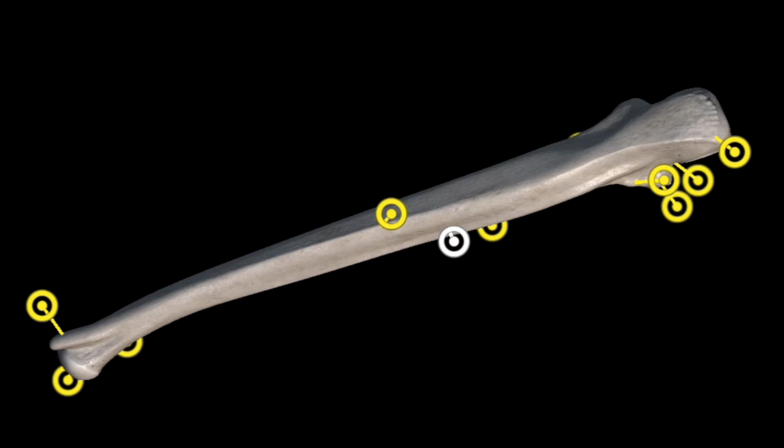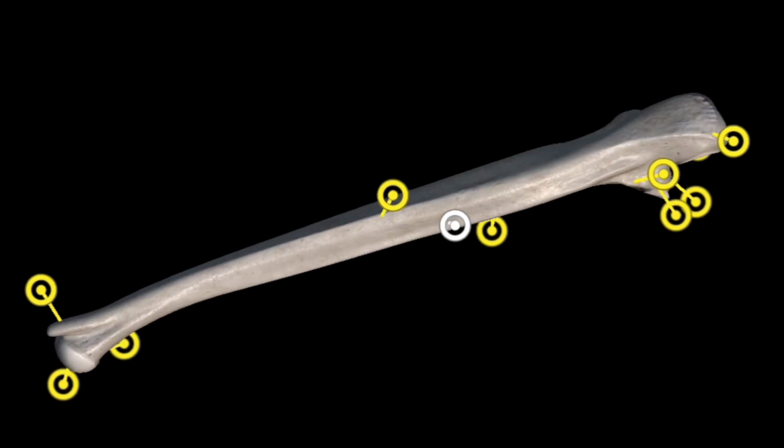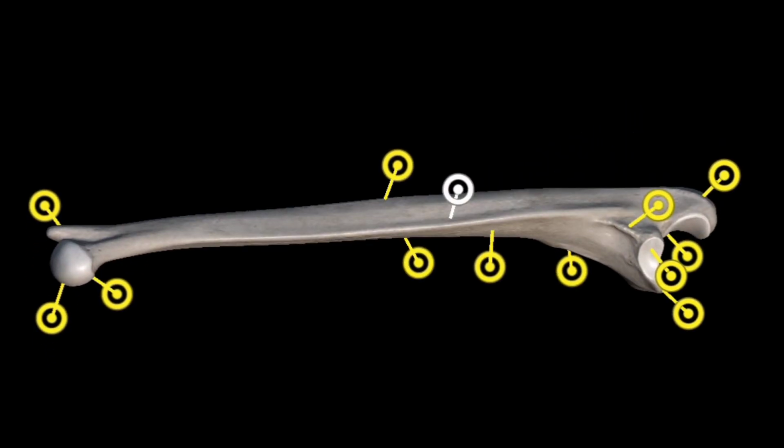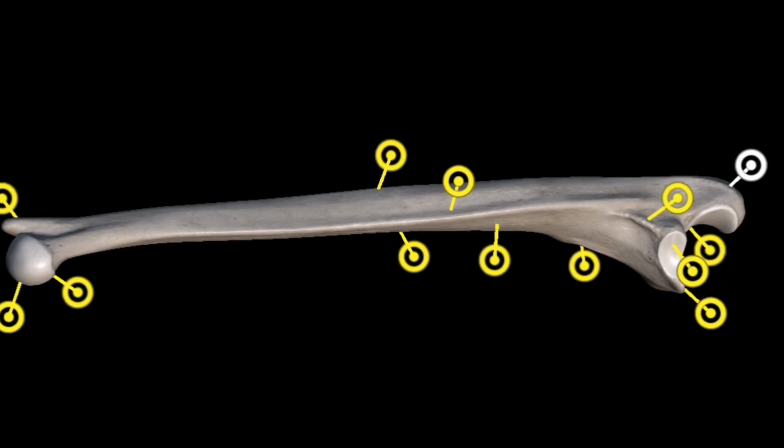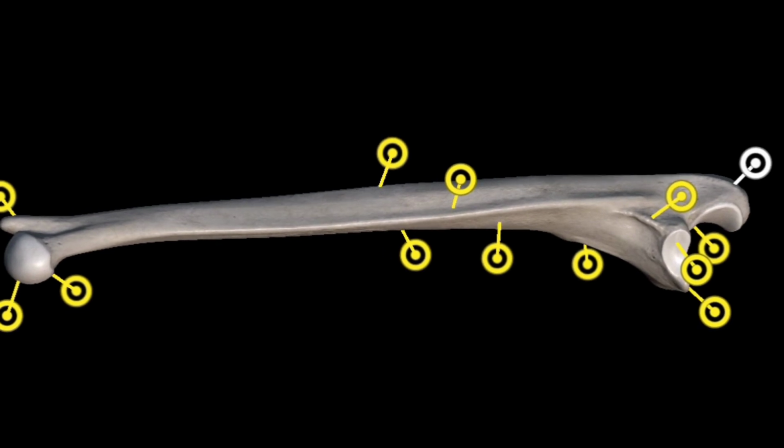Now we see the lateral view of the ulna. This is the lateral or the radial side of the ulna. In the proximal part, we will see the olecranon. This is the pulley-shaped process of the ulna that fits in the olecranon fossa of the humerus in the elbow joint.